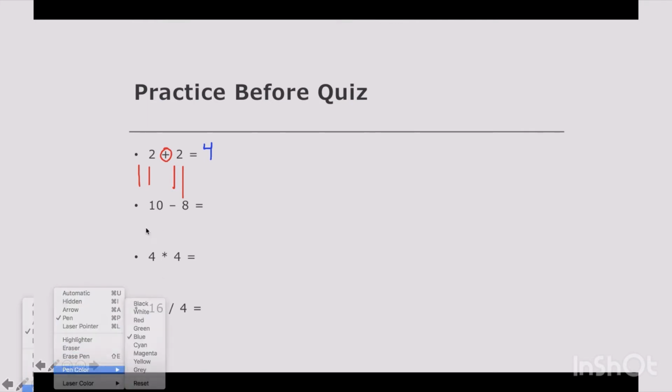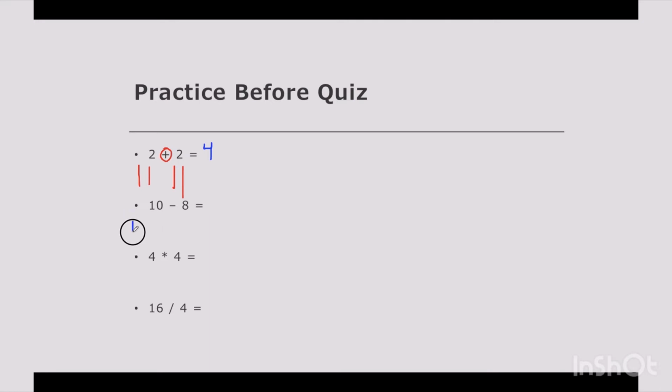Alright, 10 minus 10. Let's draw 10 sticks. I'm a horrible stick drawer. Alright, 10 sticks. Now look at the minus sign. The plus sign means adding together; the minus means to take away something. Say I have 2 apples and someone takes away 1 apple. That means what I have left over is 1 apple.